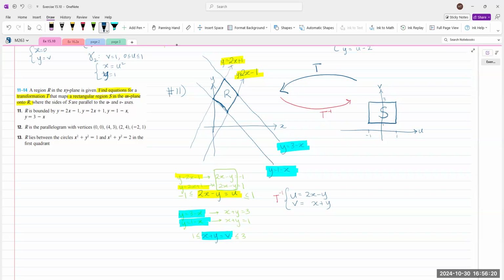Now that transformation T that we are looking for is basically reversing this process here. So using xy, we have uv in terms of xy. Now we need to change xy in terms of uv. Okay, so one way to do that, I can add these. When I add this, I get u plus v equals 3x. So my x will be 1/3 (u plus v), right?